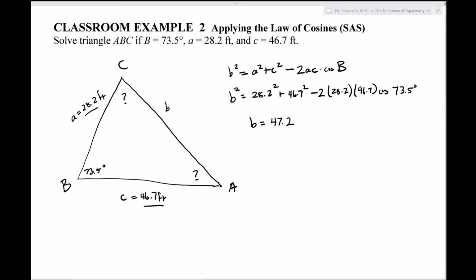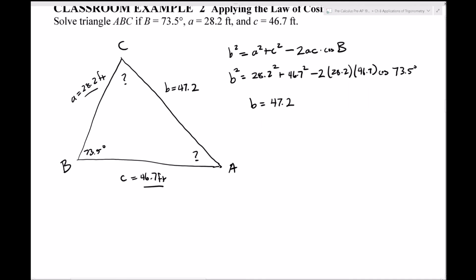And I'm going to restrict myself to 3 sig figs because that's the way that they have it for the sides, 3 significant digits. So B is 47.2. So then we can answer the question, what type of triangle is this? Is this an obtuse triangle or is this an acute triangle? So that's kind of a side note. Is this obtuse or is this acute?